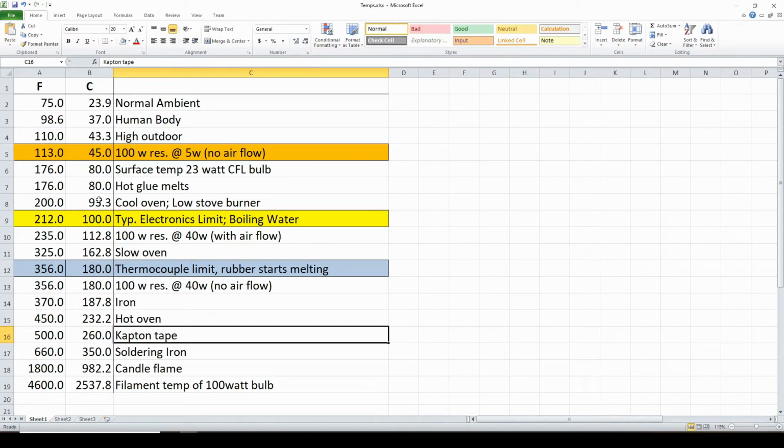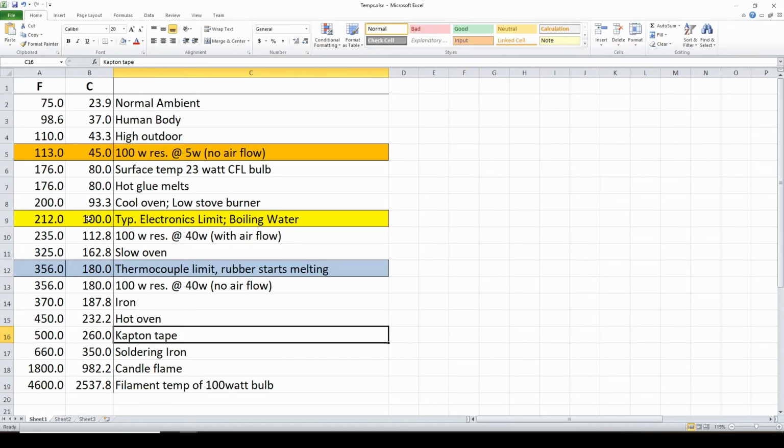And then you get even hotter, you have a cool oven or a low stove setting is about 200 Fahrenheit or maybe 93 degrees centigrade, okay? Now, the next one is a very important one. You will notice in a lot of electronics components temperatures and a lot of computer temperatures, the point at which things throttle because it gets damaging, is a case temperature of about 100 degrees C or 212 Fahrenheit. And that's also about the boiling point of water, okay?